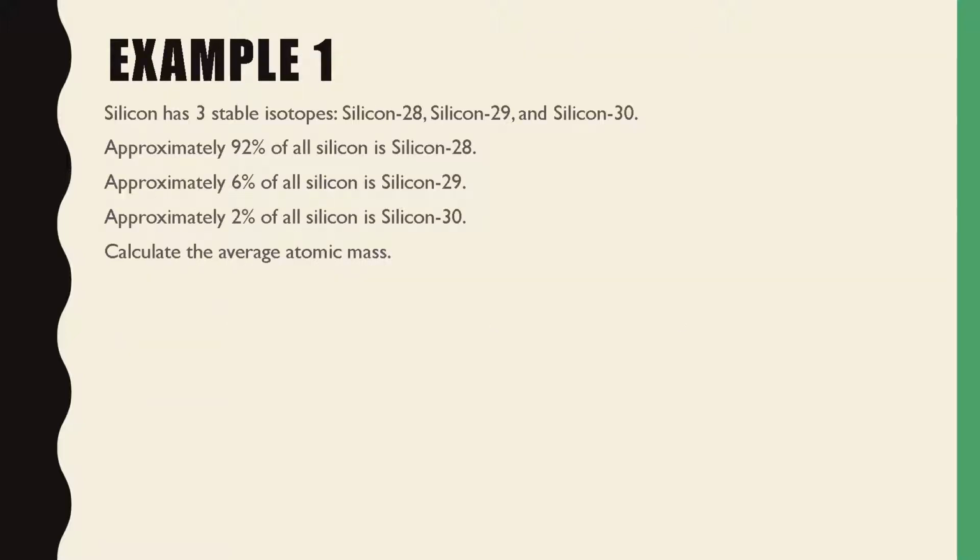So our first example states that silicon has 3 stable isotopes: silicon 28, silicon 29, and silicon 30, and those numbers represent their mass number. Approximately 92% of all silicon is silicon 28, 6% of all silicon is silicon 29, and 2% is silicon 30. So now we are going to calculate the average atomic mass.